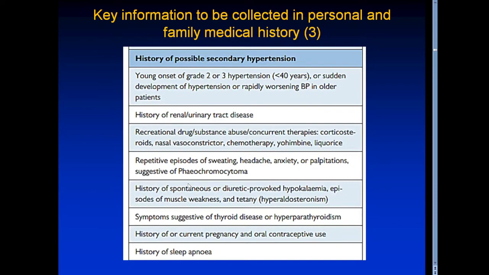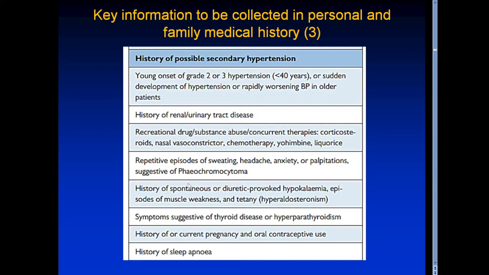History of possible secondary hypertension. Young onset of grade 2 and 3 hypertension, less than 40 years, or sudden development of hypertension or rapidly worsening BP in an older patient. History of renal urinary tract disease, recreational drug and substance abuse, concurrent therapies: corticosteroids, nasal vasoconstrictor, chemotherapy, yohimbine, and liquorice.